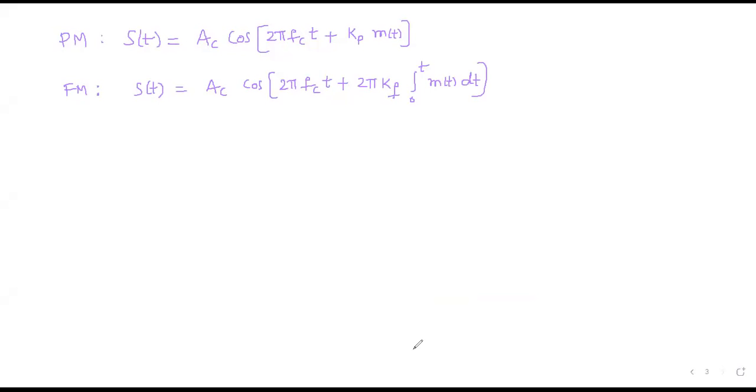Now, after deriving these expressions in the time domain, I have one following question to ask you. The question is, can I generate an FM signal using a phase modulator, and vice versa, a PM signal using a frequency modulator?